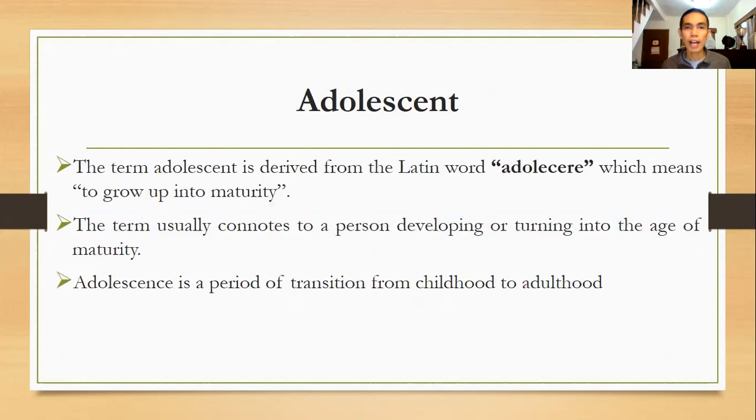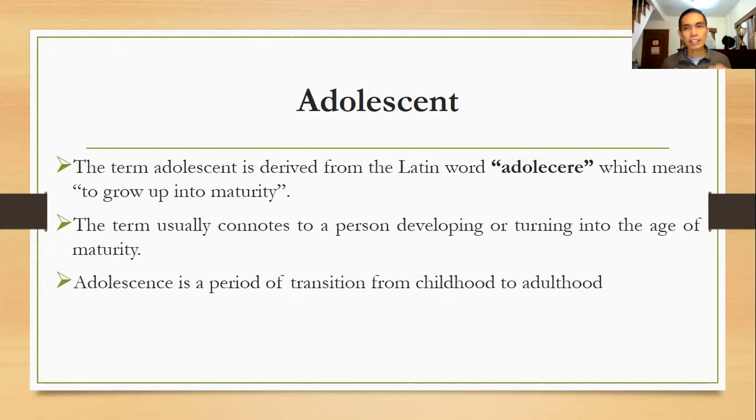The next one is adolescent. The term adolescent is derived from the Latin word adolescere, which means to grow up into maturity. The term usually connotes a person developing or turning into the legal age of maturity. Adolescence is a period of transition from childhood to adulthood. This is the stage wherein a person wants to become emotionally independent. They want to establish their own identity and their own future.